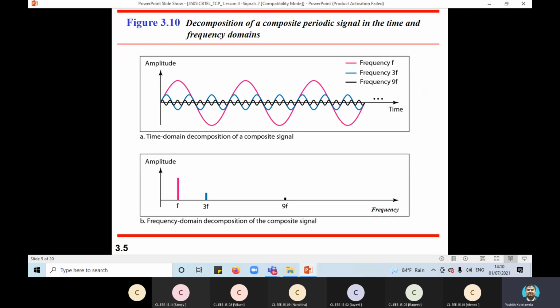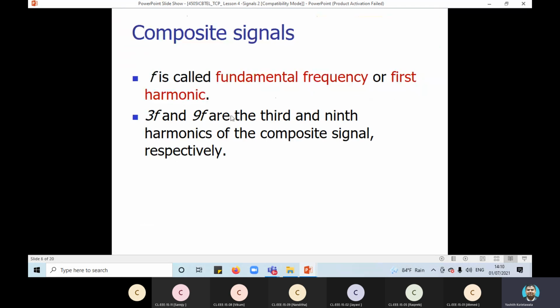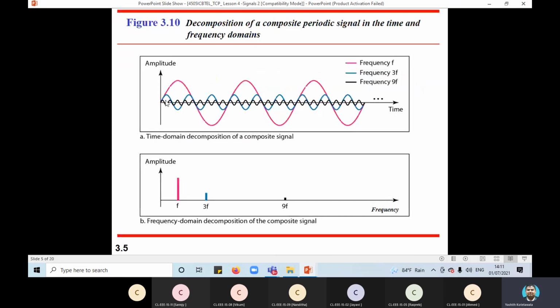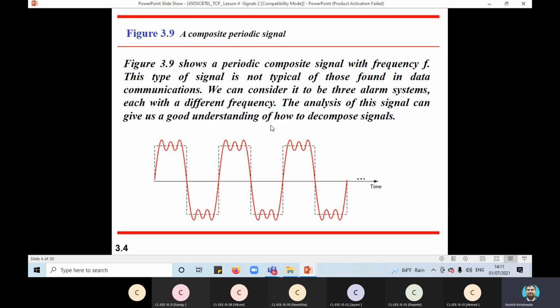Second point says 3f and 9f are the third and the ninth harmonics of the composite signal, respectively. 3f and 9f are the third and the ninth harmonics of the composite signal, right? So in this composite signal we have the third harmonic and the ninth harmonic based on the fundamental. Okay, so mix them together, you again get a frequency like this. So I hope now you understood something about harmonics and fundamental frequency. This is also very important.